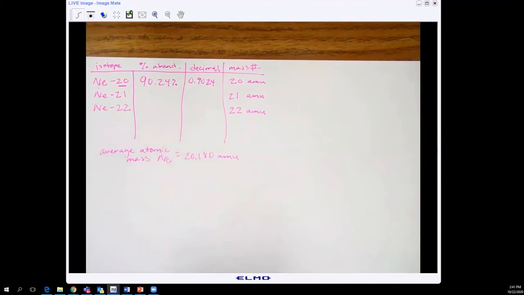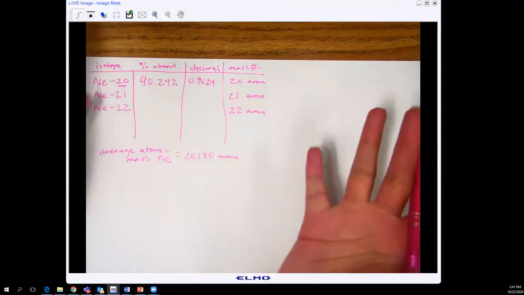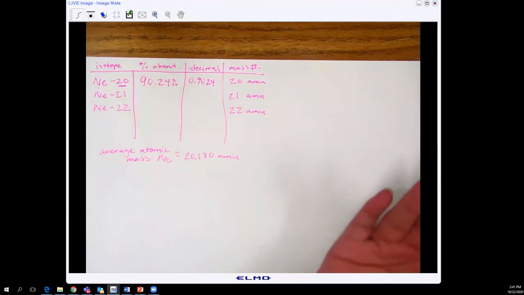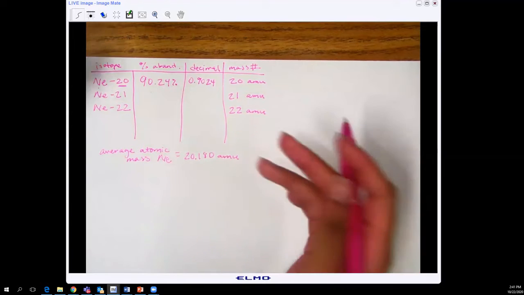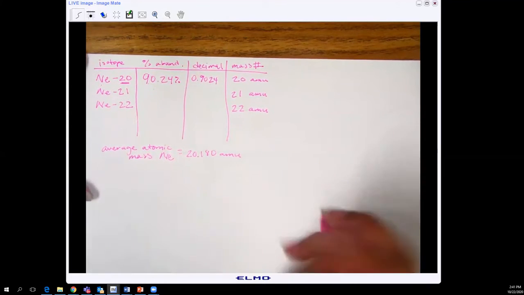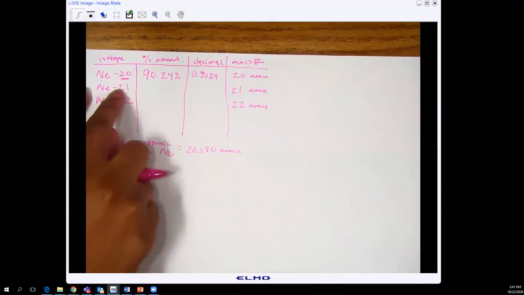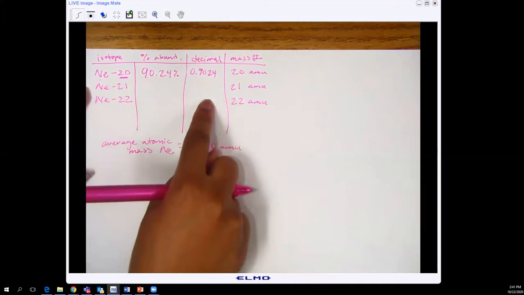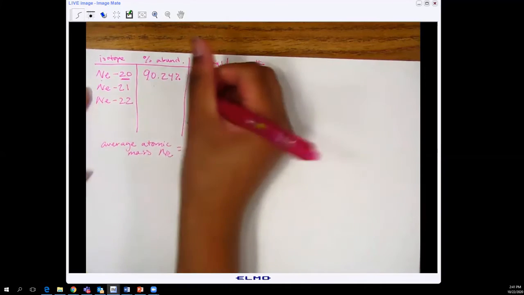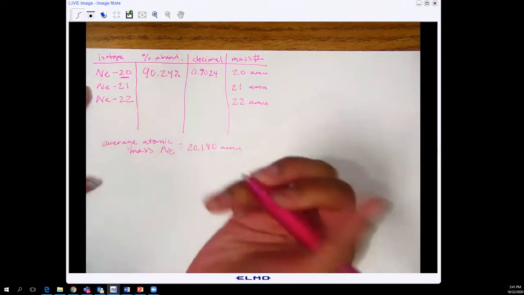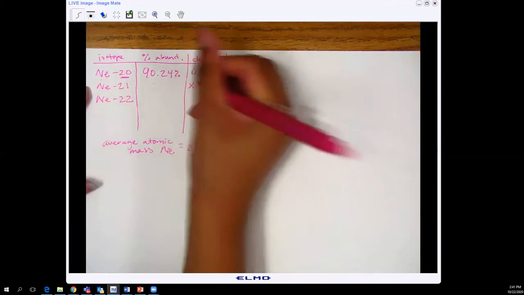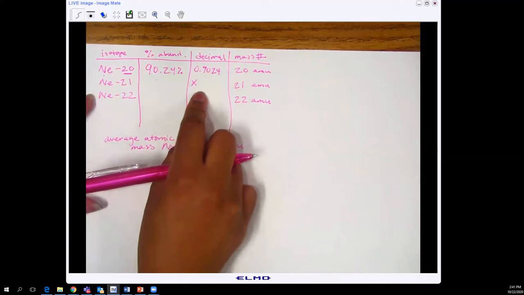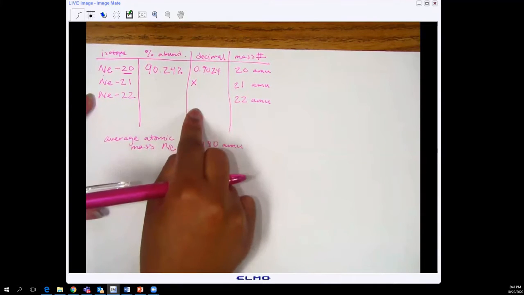What we'll need to do is, remember in algebra, when you don't know something, we call it a variable, and we can call it any variable we want. Me, I just prefer to use X. So I'm going to set one of these isotopes' decimals, because we're dealing with the decimals, to be X. I'm going to choose neon-21, kind of arbitrarily. It doesn't really matter. So I'm going to call this decimal X because I'm solving for it. And I also don't know neon-22.